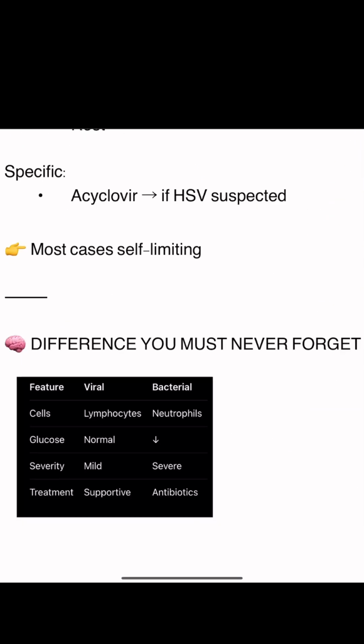Now let us see the difference between viral and bacterial meningitis. The cells in CSF are lymphocytes here, neutrophils here. Glucose concentration is normal in viral meningitis, while glucose levels are reduced in bacterial inflammation. Why? Because when bacterial pathogens invade the CSF, they consume the glucose, as bacteria are more metabolically active. But viruses do not. They activate cell-mediated immunity and increase the lymphocyte level, and they do not consume glucose, so the glucose levels remain normal. The severity of viral meningitis is mild, whereas bacterial is severe, and the treatment is supportive versus antibiotics.